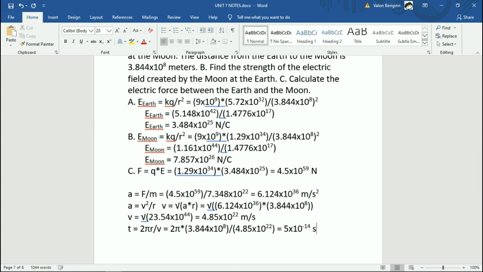Okay, so in other words, if the moon was all made of electrons and the Earth was all made of protons, the moon would be going almost the speed of light cubed, and it would take 5 times 10 to the negative 14 seconds to orbit around the Earth. So completely insane and ridiculous, which is kind of the point of this.